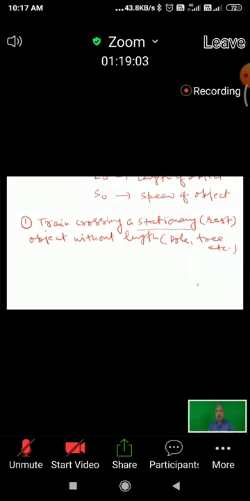Now in this case, what will be the situation? What will be the situation? See, this is the pole, and the train is coming from this side.